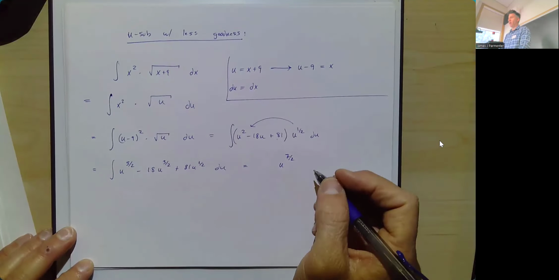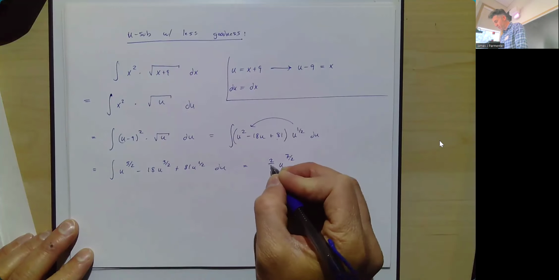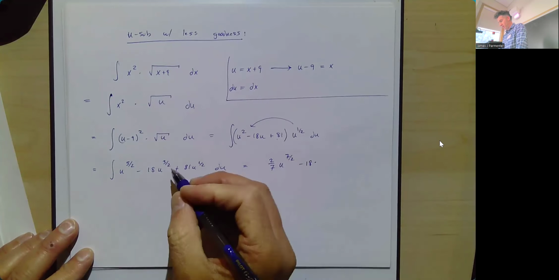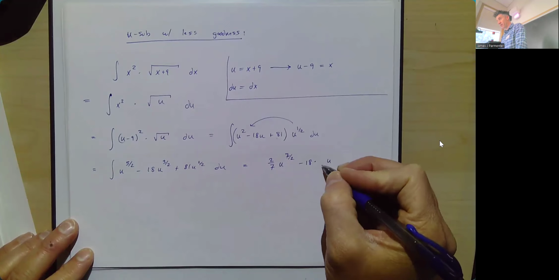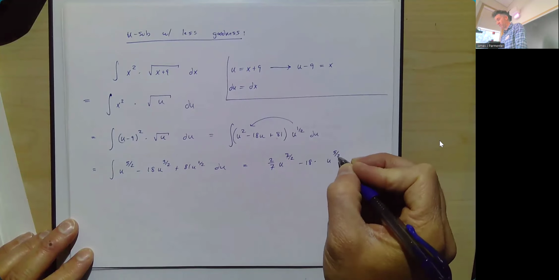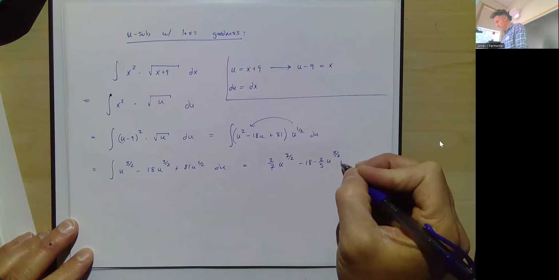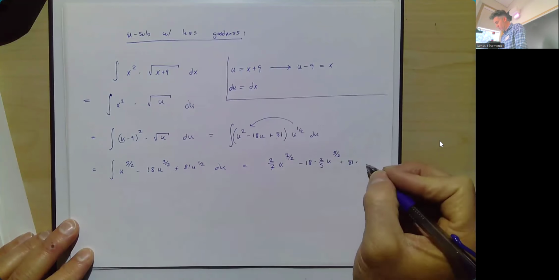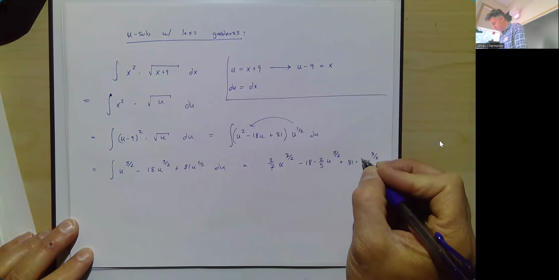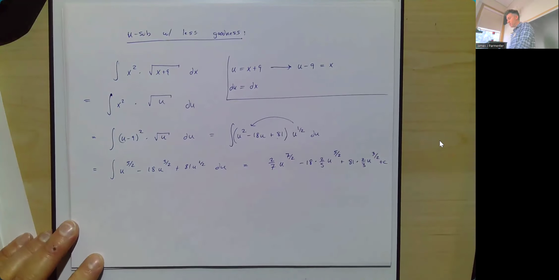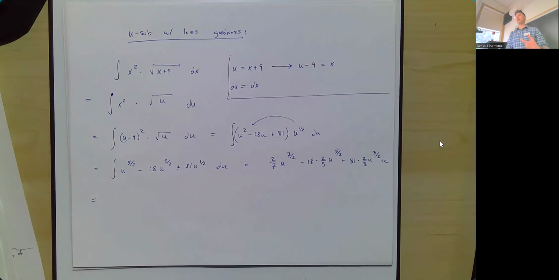I don't want to write divided by 7/2. I want to write multiplied by 2/7. Same deal here. We're going to get minus 18 times u to the, notice I'm leaving space here, u to the 5/2 times 2/5, plus 81 times u to the 3/2 times 2/3, plus c. I would do some minimal simplifying here. If I didn't have to plug back in that u was equal to x plus 9, I'd probably just leave it as is. I wouldn't simplify those coefficients really.